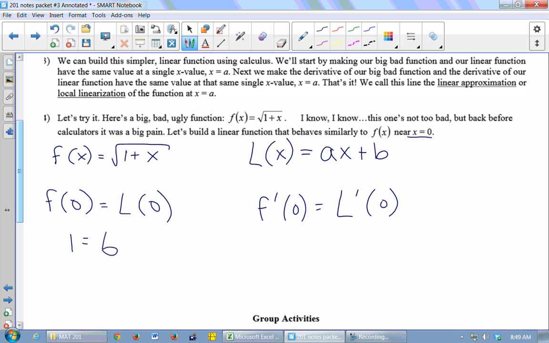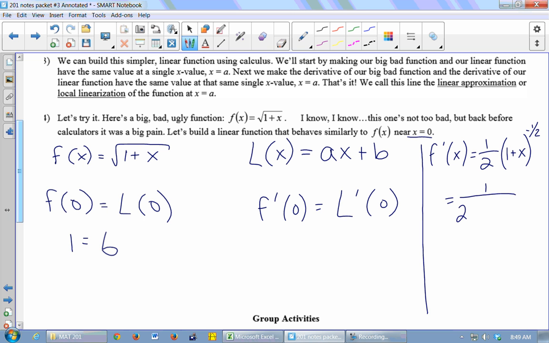Okay, so let's take the derivative of f prime of x here. What's the derivative of f? Yes, close. 1/2 times 1 plus x to the negative 1/2, and then you threw that in the denominator, 1 over 2 square roots of 1 plus x. All right, so what is f prime of 0 then? 1/2.